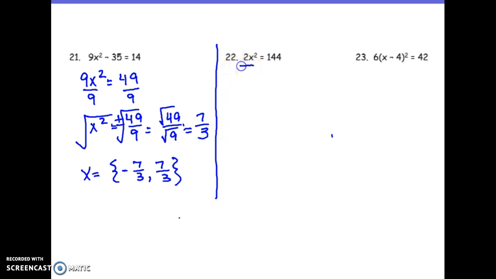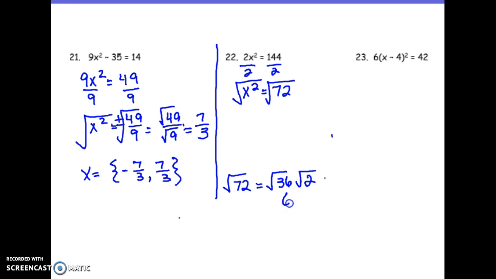Number 22, if we divide by 2, we end up with x squared is going to be equal to 72. When we take the square root, it's not a perfect square, but we can represent 72 in simplest radical form. The largest perfect square factor would actually be 36. So 36 times 2, so we would have it as 6 radical 2, because the square root of 36 is 6. So in this case, the solution would be negative 6 radical 2, and then positive 6 radical 2.